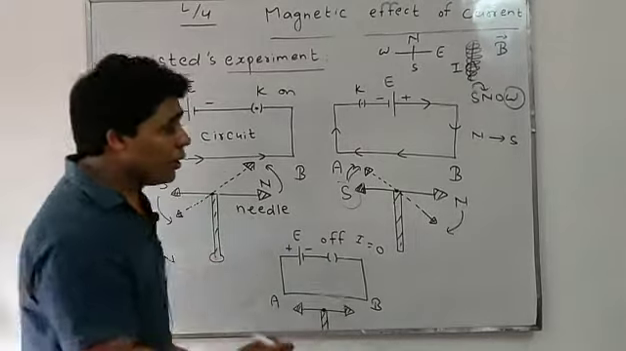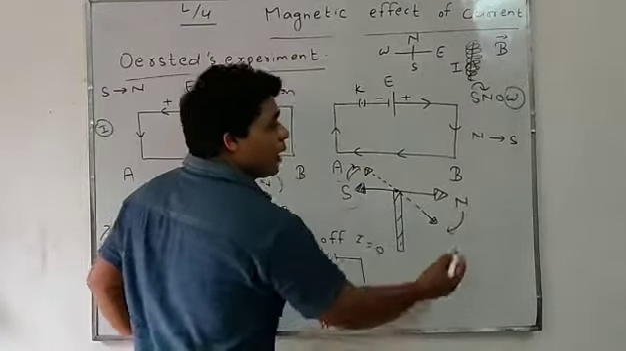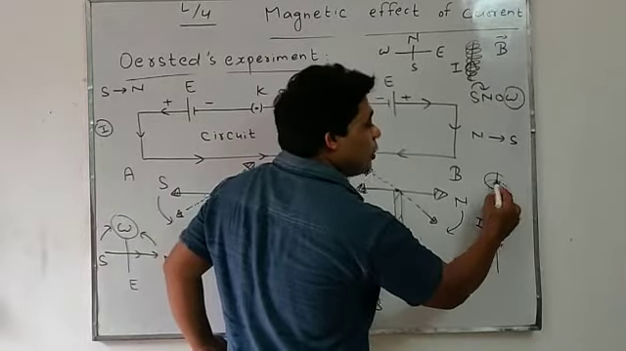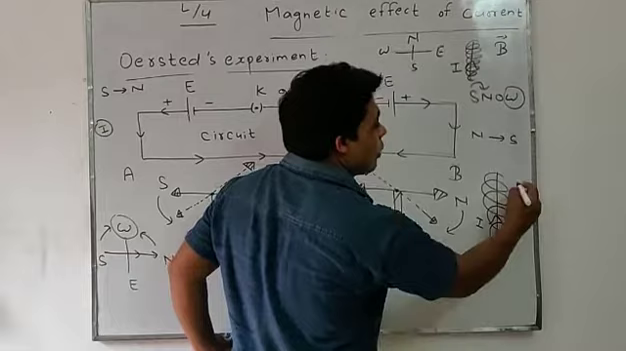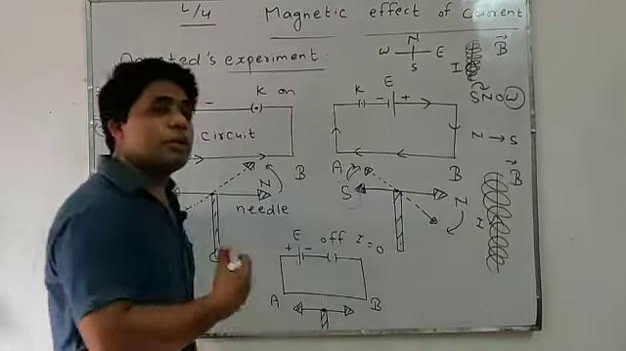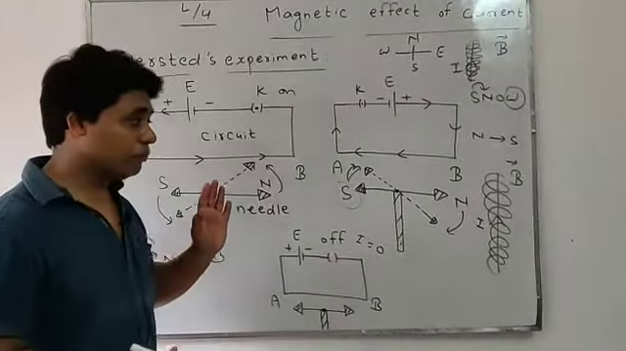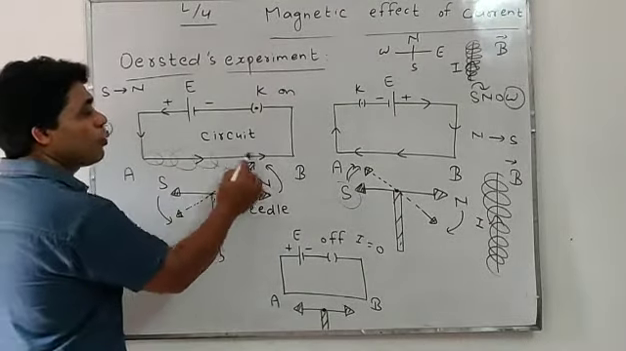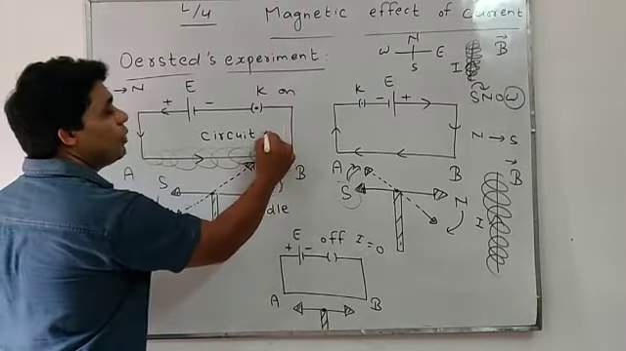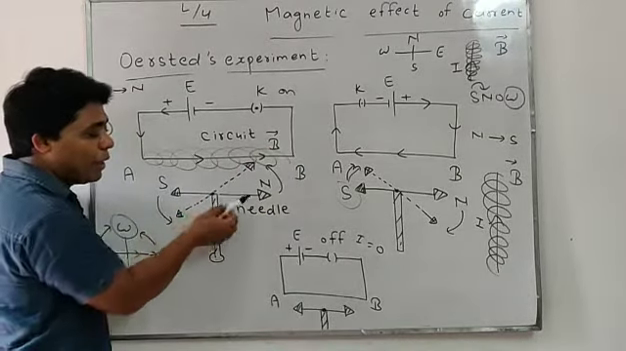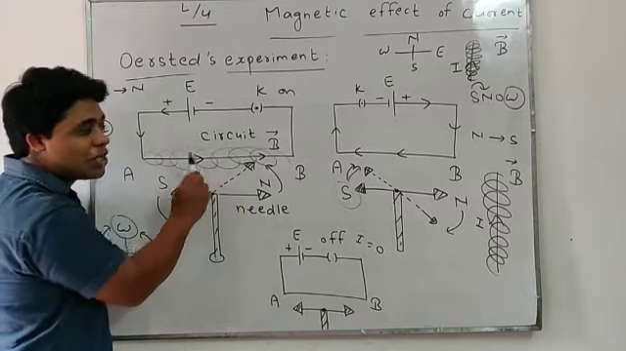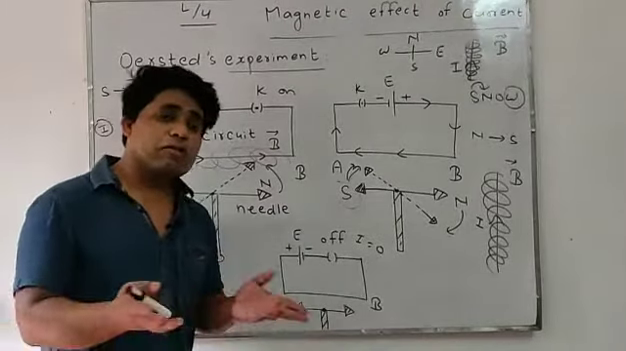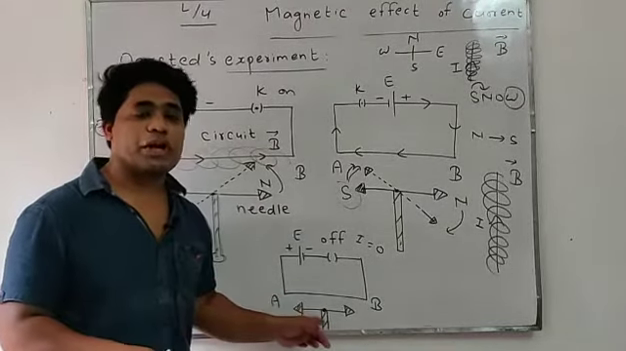It means he got a point: suppose that is a conductor wire. Whenever you flow current in a conductor wire, it produces a magnetic field around it. Due to this magnetic field, the magnetic needle is attracted towards it. That's why it shows deflection in both cases. And when there is no current, there will be no magnetic field. That's why it does not show any deflection.